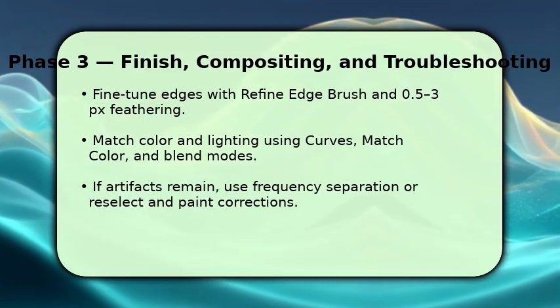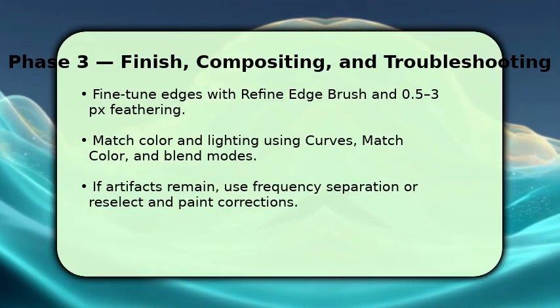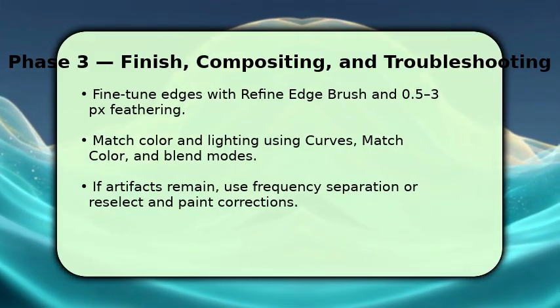If something looks wrong, revert to your duplicate or smart object, then reselect and refine. This rollback is why you duplicated the layer at start.